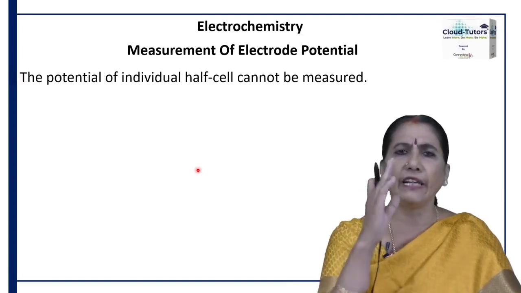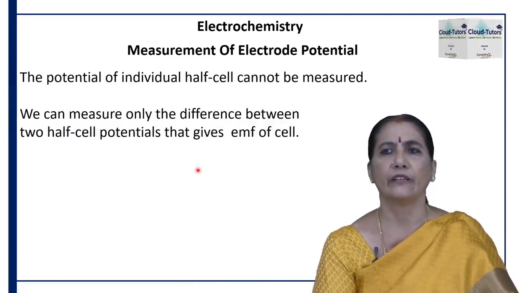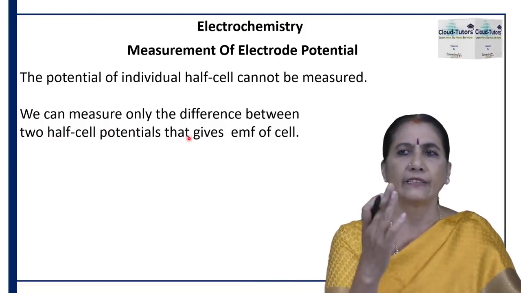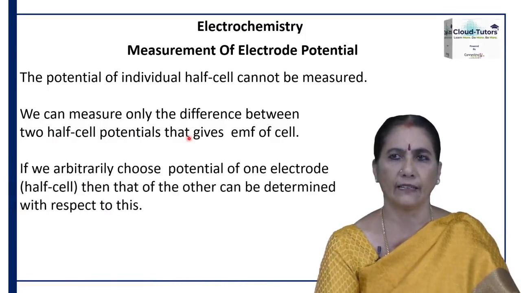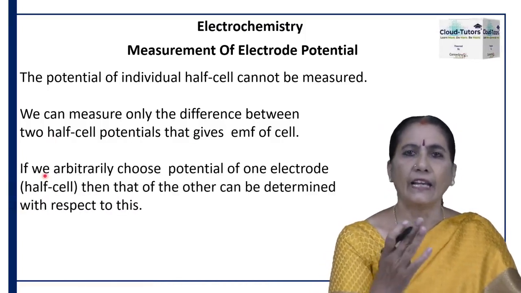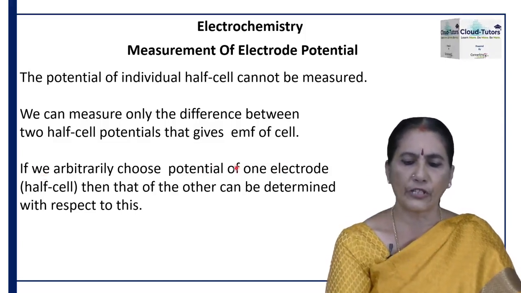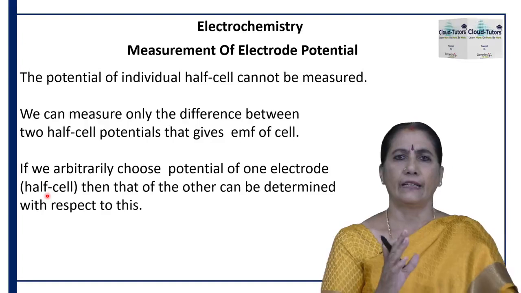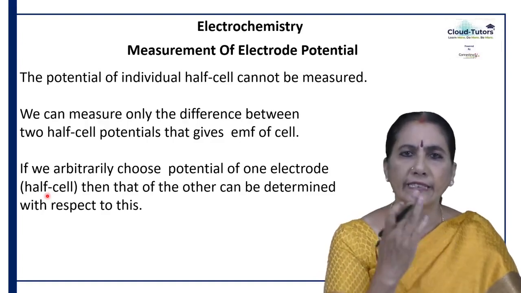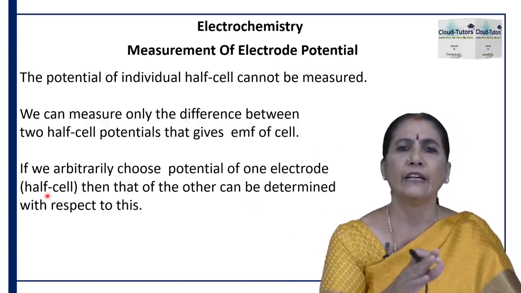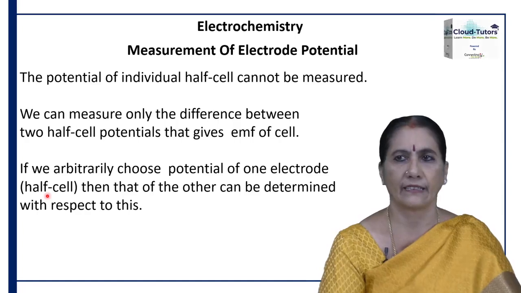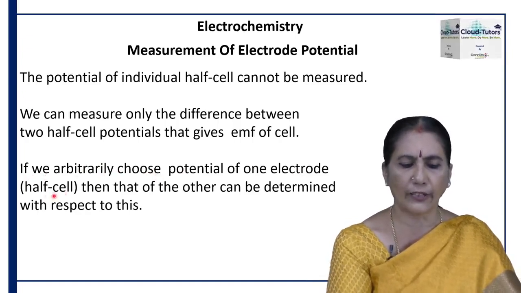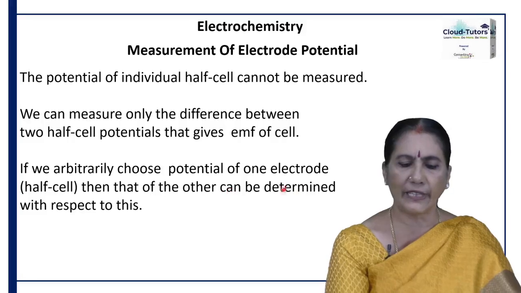The potential of any individual half cell cannot be measured. We can only measure the difference between the two half cell potentials. That generally gives what is called the EMF of the cell. So we can arbitrarily choose the potential of one electrode, which is one half cell, and utilize this half cell in order to determine the reduction potential of all other half cells. That is what is mentioned in this sentence. If we arbitrarily choose the potential of one electrode half cell, then that of the other can be easily determined with respect to this.